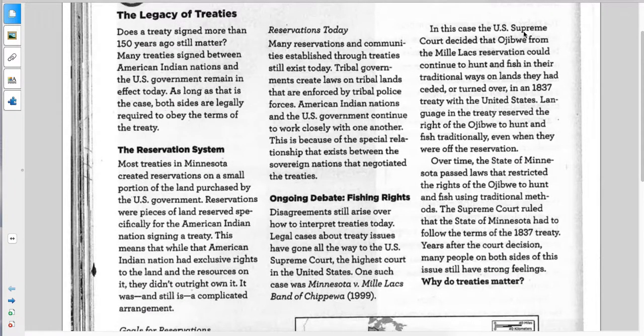In this case, the U.S. Supreme Court decided that Ojibwe from Mille Lacs Reservation could continue to hunt and fish in their traditional ways on lands they had ceded or turned over in an 1837 treaty with the United States. Language in the treaty reserved the right of the Ojibwe to hunt and fish traditionally, even when they were off the reservation. So according to the treaty, Anishinaabe, Ojibwe, or Chippewa people should be able to fish in their traditional way.